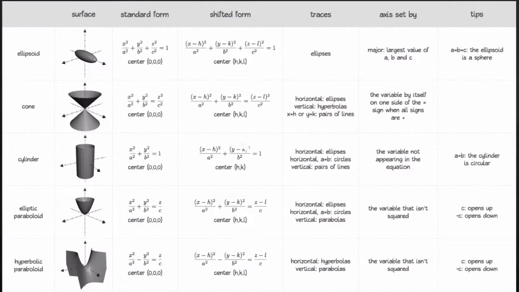What this tells us over here, if we go to the axis set by column, is that the variable that does not appear in the equation is the coordinate axis around which this cylinder is centered. So notice here I have this vertical cylinder that's centered around the z-axis and the cylinder never touches the z-axis. That corresponds to my standard form equation here where I have x squared and y squared but no z variable. So for our equation, when we have x squared plus z squared, we're going to have this same cylinder except that it's going to be tilted to be centered around the y-axis instead of the one we've got pictured here, which is centered around the z-axis.